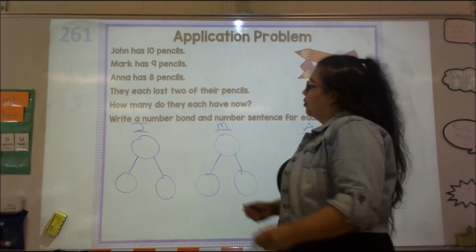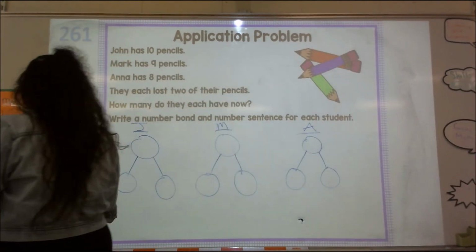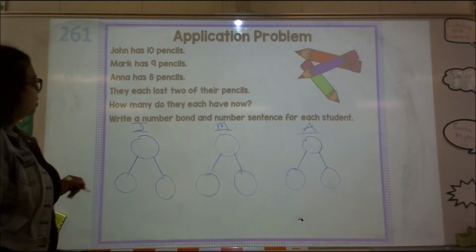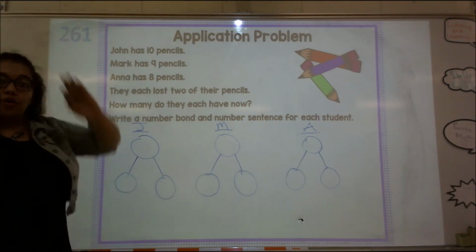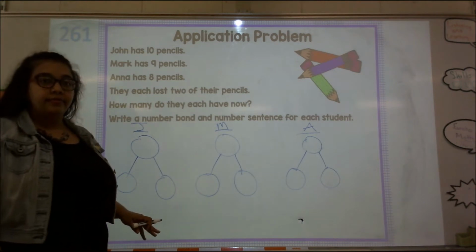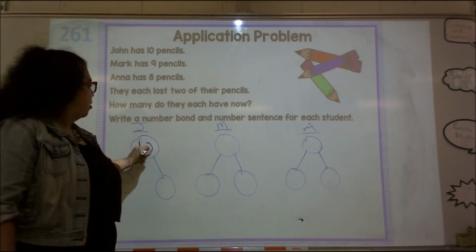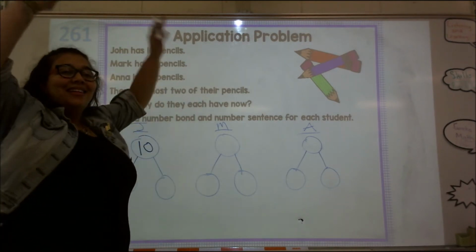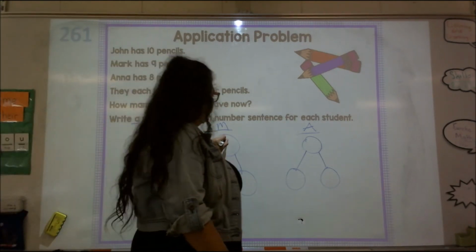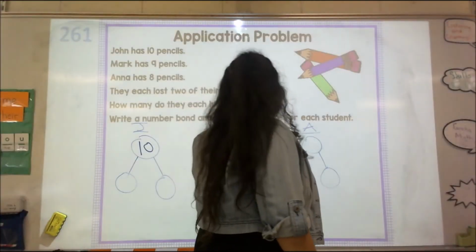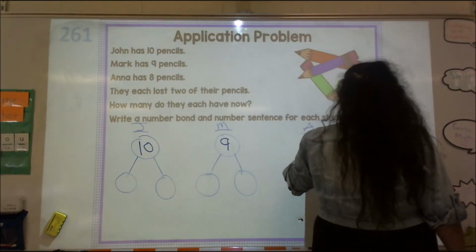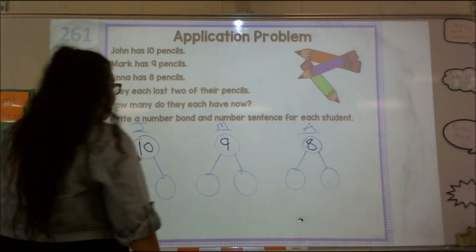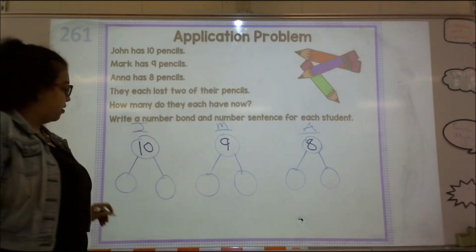Then we were told that John has 10 pencils, okay? So is that the whole or a part? Good, that is the whole. Oh, that's a good one. Why haven't I used this one? We're told Mark has 9 pencils. Again, giving us the whole. We're told Anna has 8 pencils. Once more, the whole. We've already established that they're losing something, so they are subtracting.